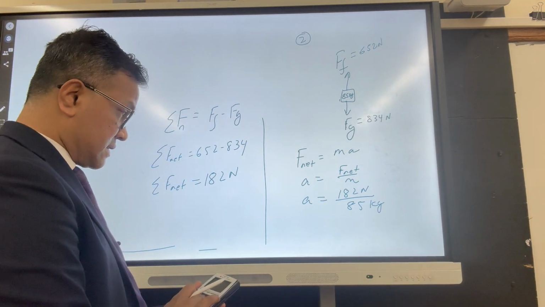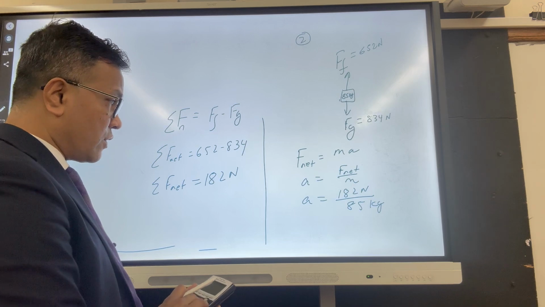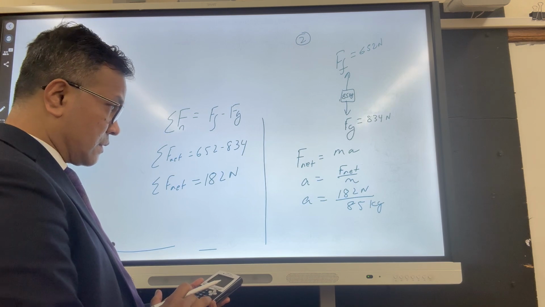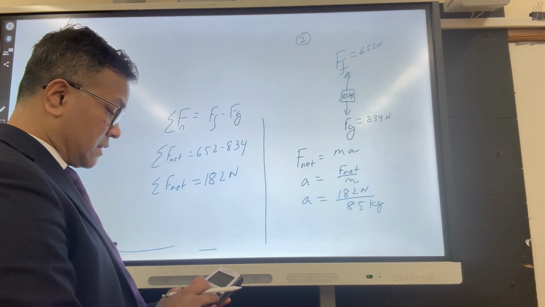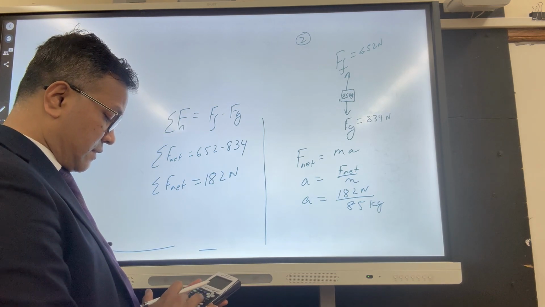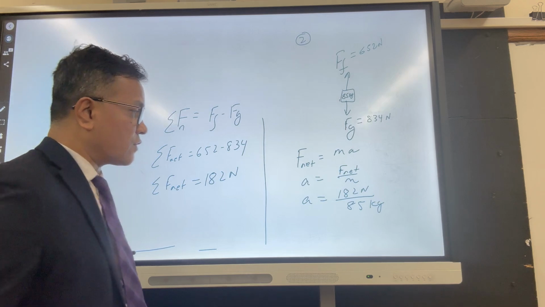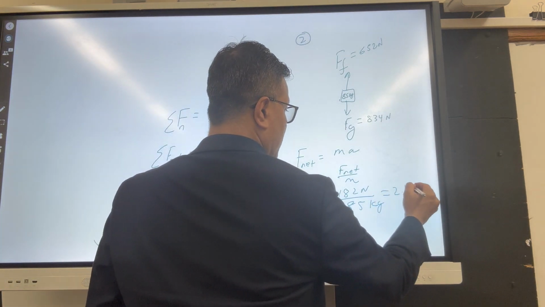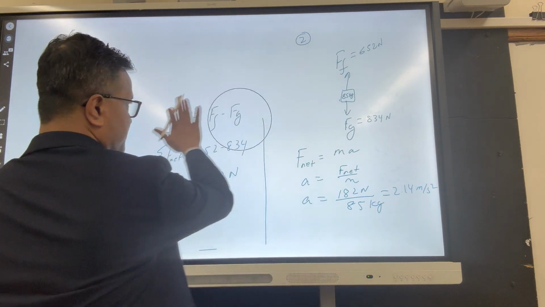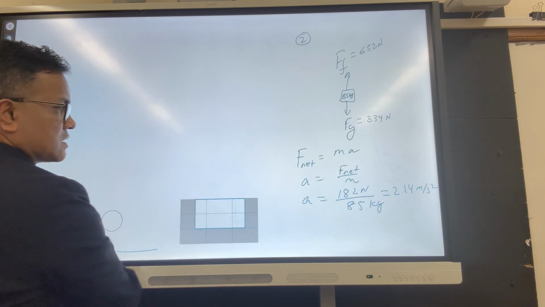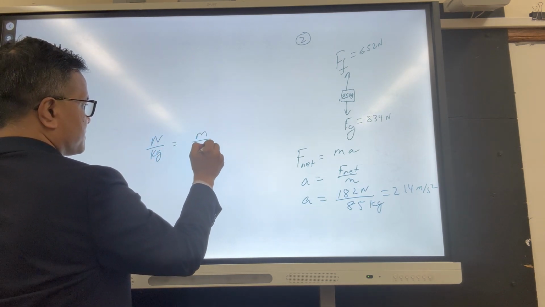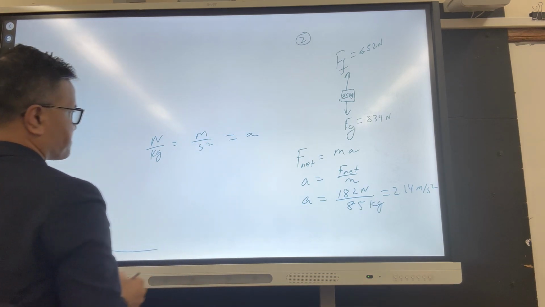See, again, acceleration is Newton over kilogram, and I'll show you why Newton over kilogram is meter per second squared. 182 divided by 85, and that's 2.14 meter per second squared. What I wanted to show you is that Newton over kilogram is equal to meter per second squared, which is acceleration.